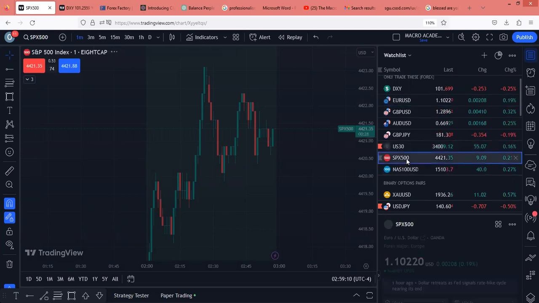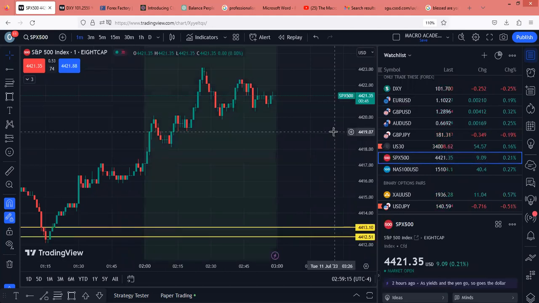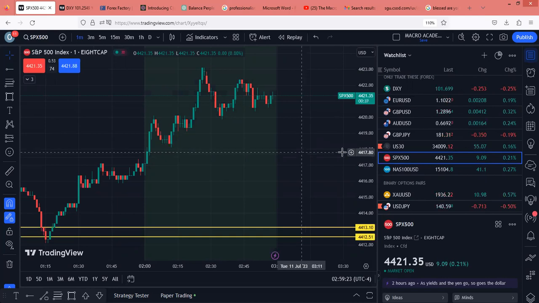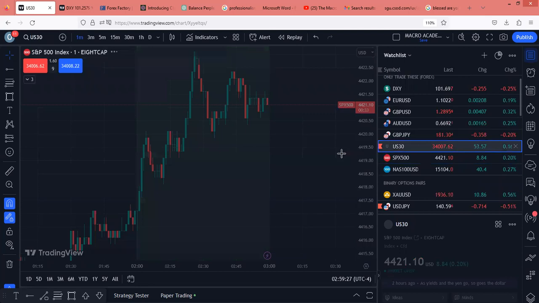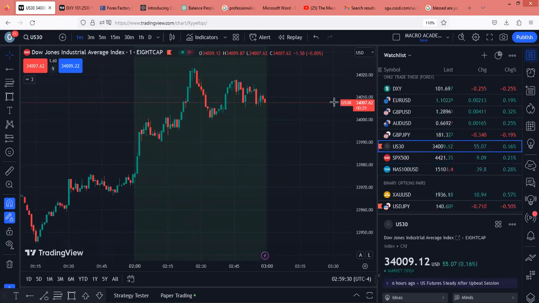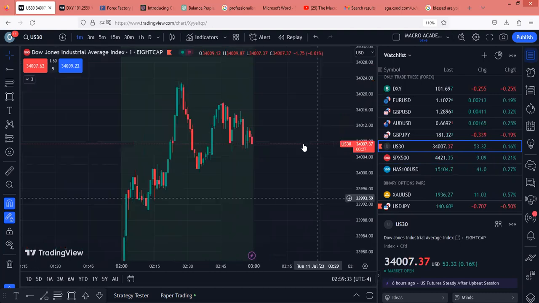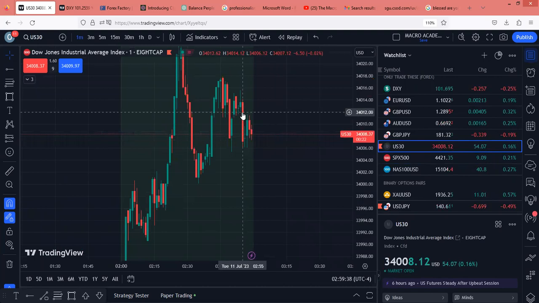We should just stick with the S&P and continue. Nothing yet for the S&P. Still watching, still waiting. US 30, anything? Okay, is there a fair value gap here? So this is great. This bit of a space here.